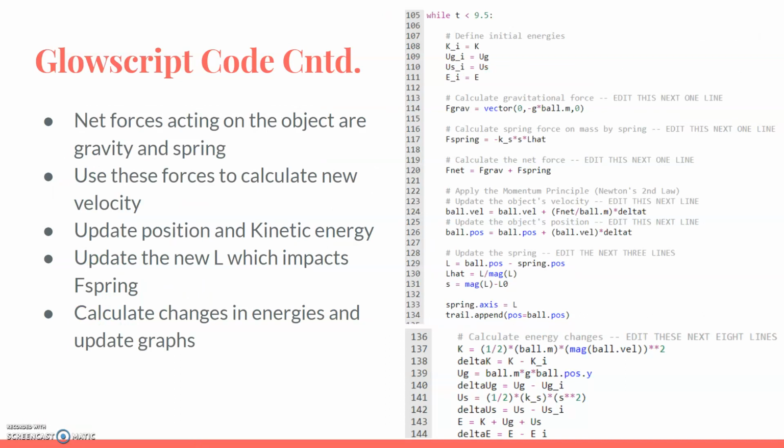Now you can see how the net forces acting on the object are the gravity and the spring, and these add up to be the net force. We use this net force to calculate the new velocity and this velocity to calculate the new position in an iterative format. We then updated our position and the kinetic energy of the object, which created a new L, or how far the spring had been extended, and then calculated the changes in energies and updated our graphs before going back to the beginning and continuing this process over until the time was complete.